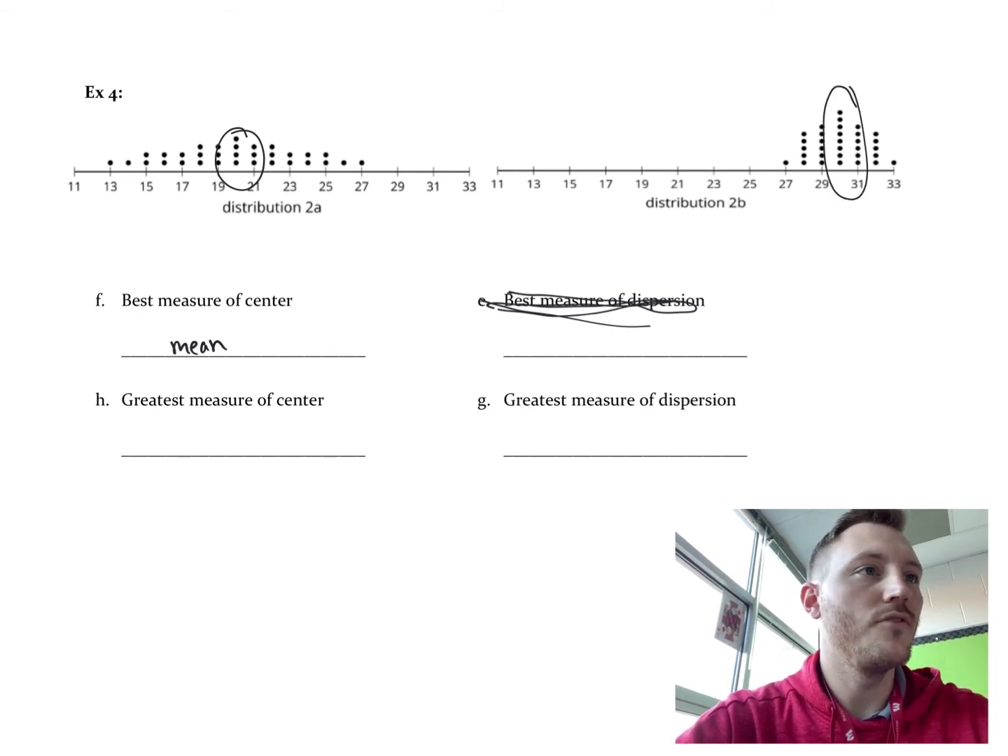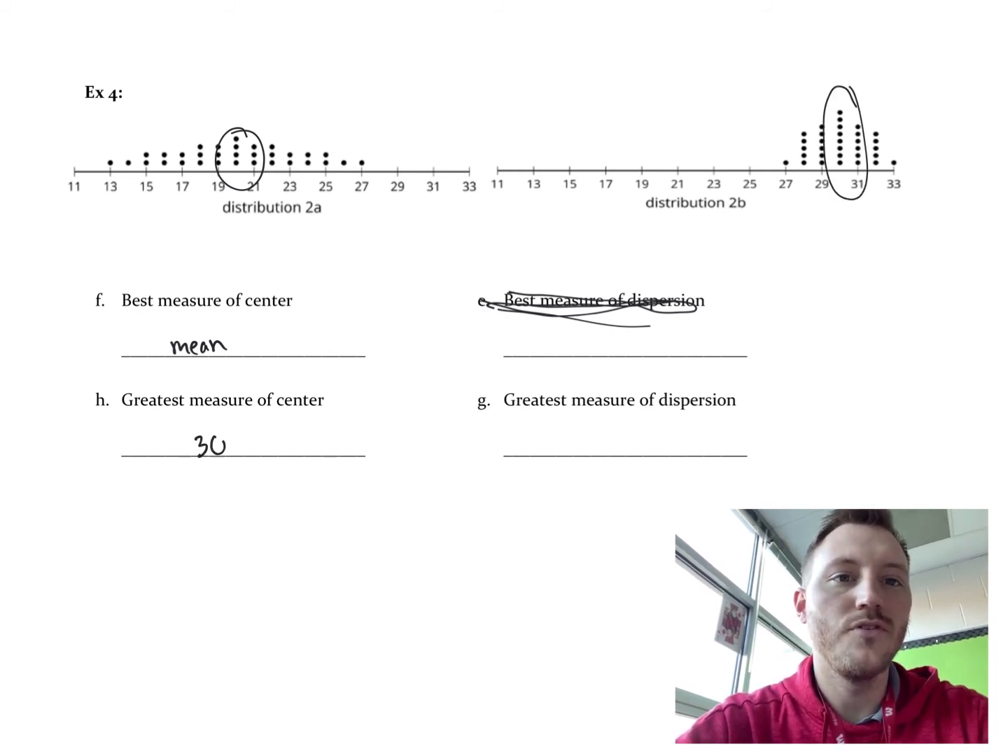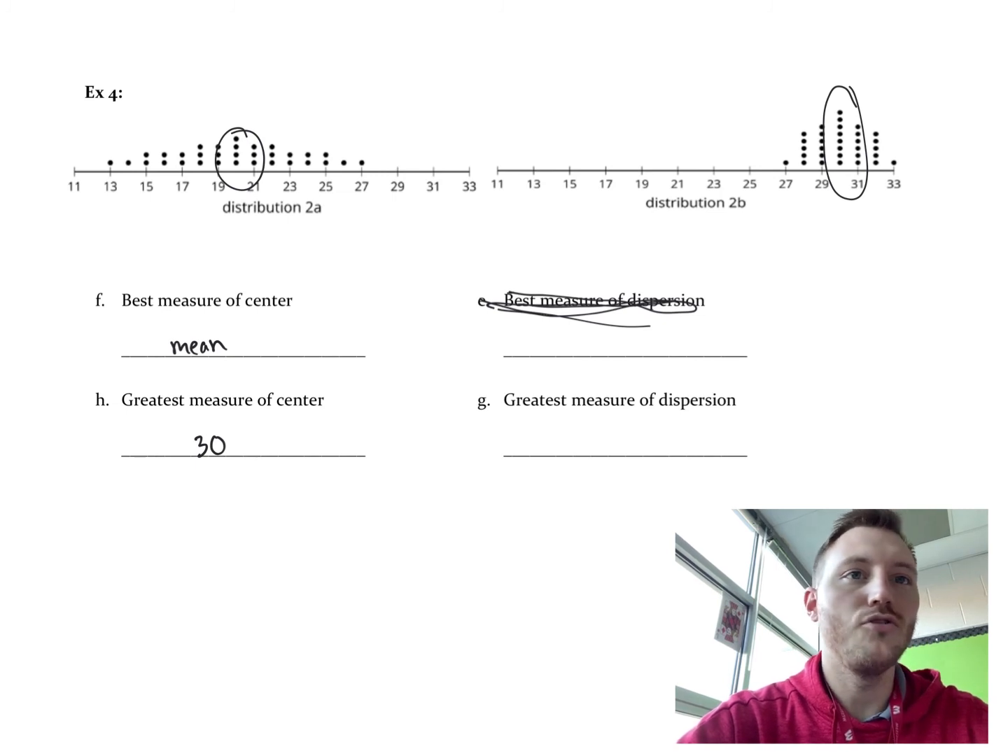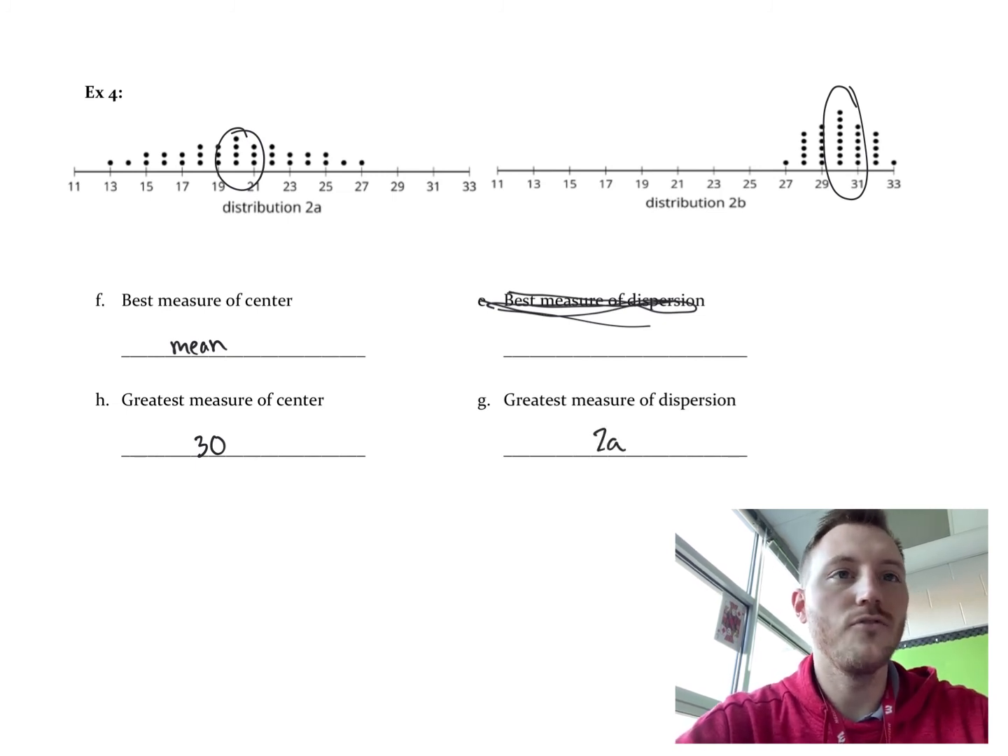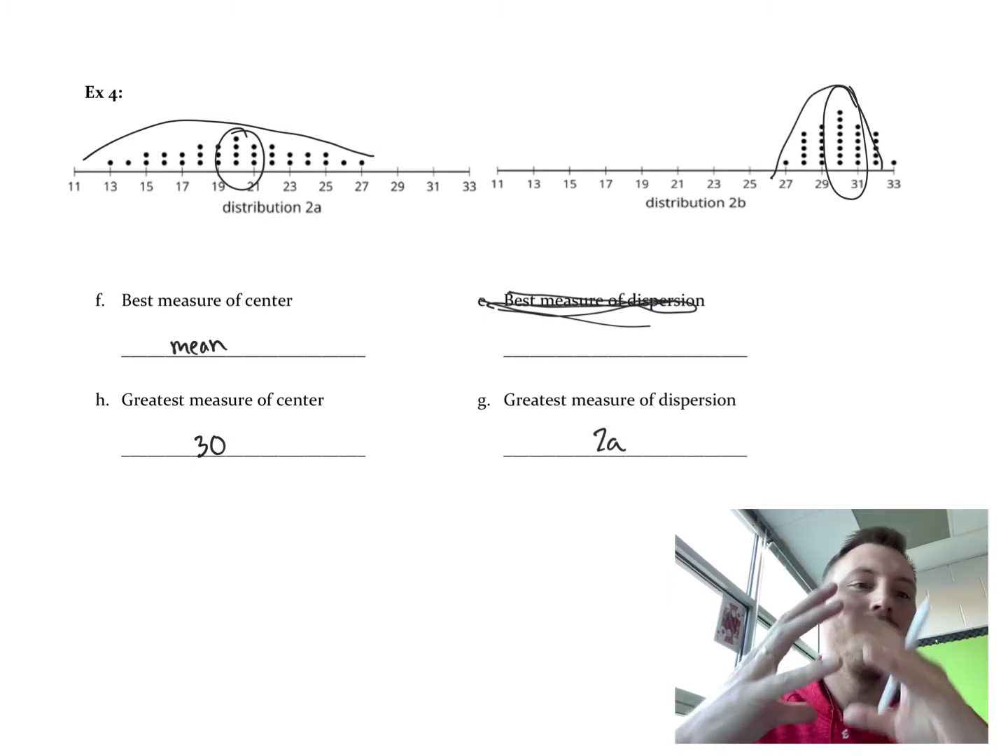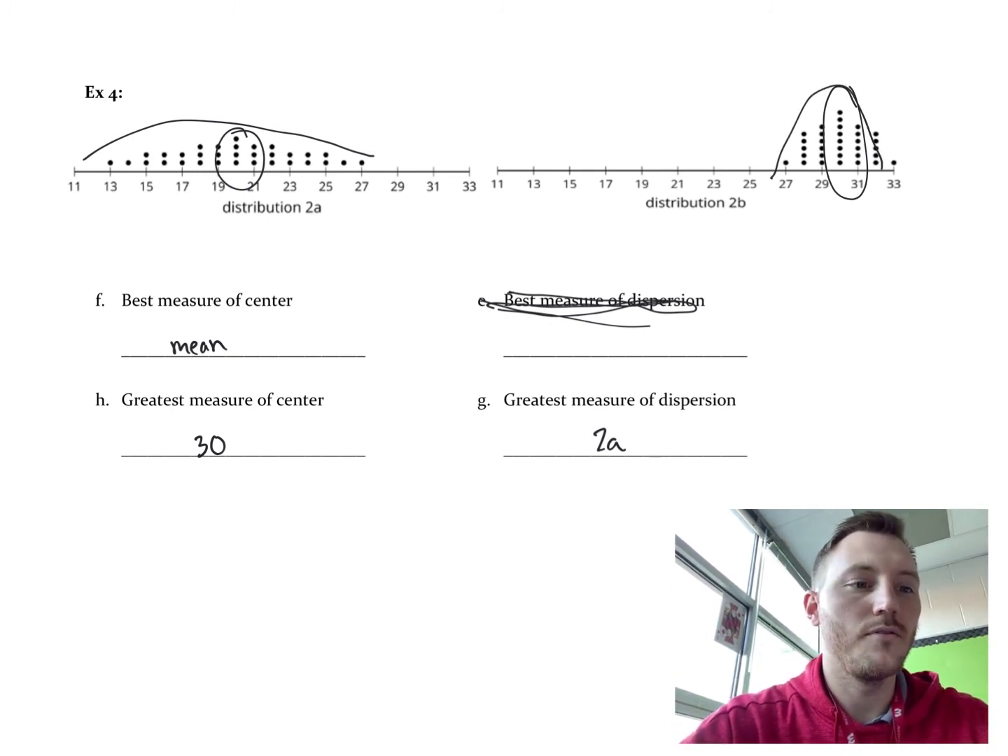Here our mean is up at 30, so our greatest measure of center here is probably 30. And our dispersion here is probably 2A. This is really dispersed over time. This is really like a hump of data that's all together.